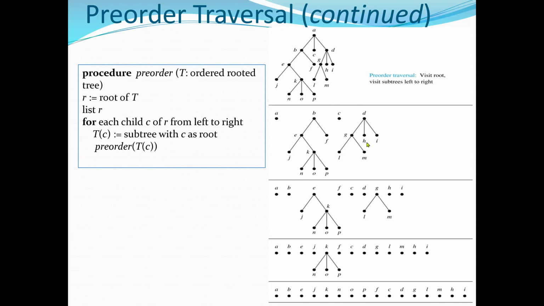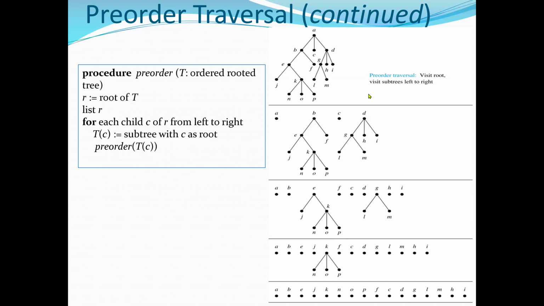So how do we visit? We start with A first. Then we'll go through B, then E, then J. So you can see we finish with the left. Then we come to K, because they are on the same level. After K, we'll go through N, O, and P. Then we go to the right of B, which is F. Then we go through C. After C, the right root is D, so we go through D. D's left is G and L, so we go through G and L. Then we go through M, then H, then I.